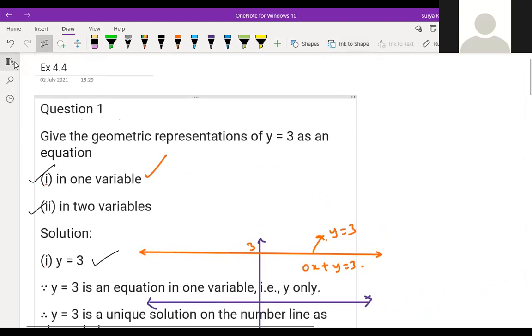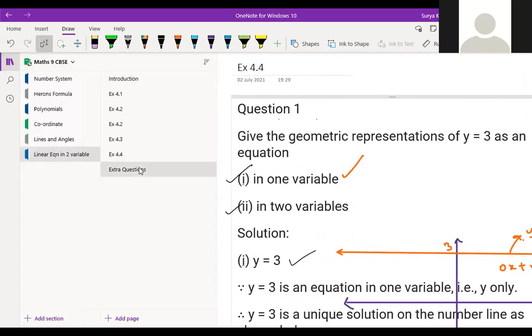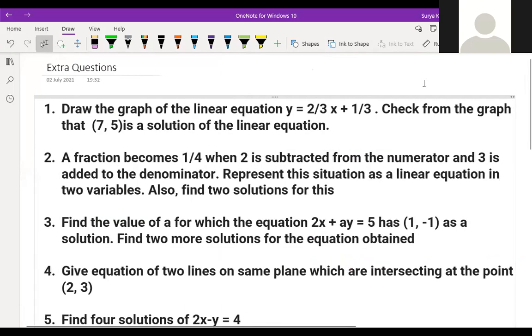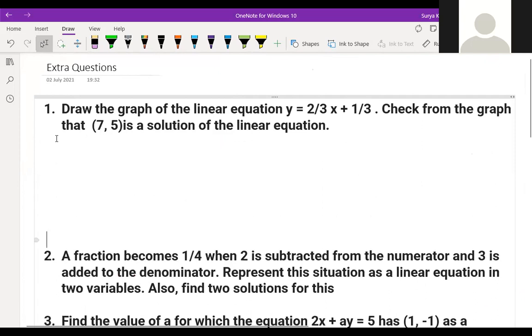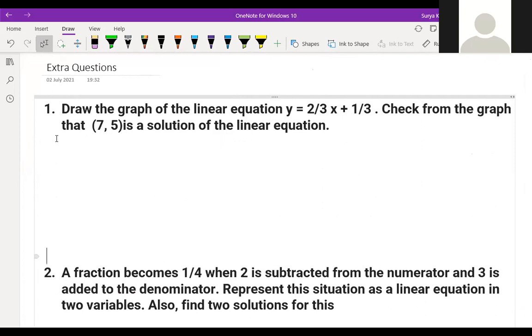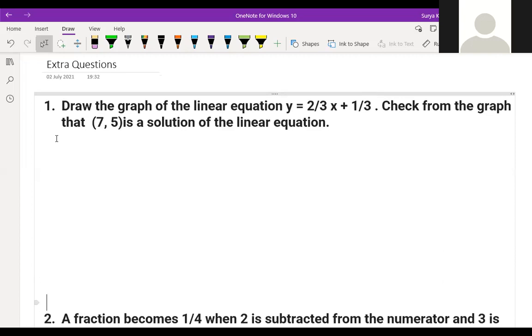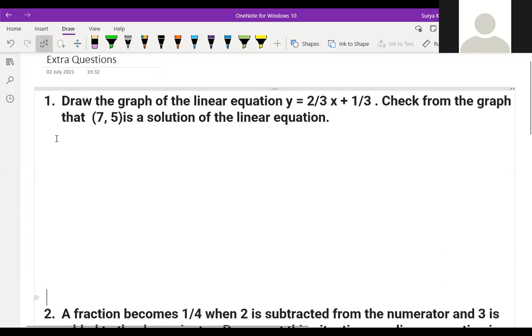Okay. Now we will do a few extra questions. See, these are the questions. Draw the graph of the linear equation y is equal to 2 by 3x plus 1 by 3. Check from the graph that 7 by 5 is a solution of the linear equation. Can you do this, children? Can all of you do it? Draw the graph of linear equation y is equal to 2 by 3x plus 1 by 3.